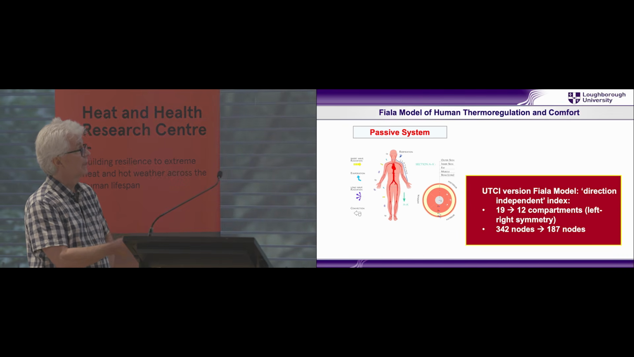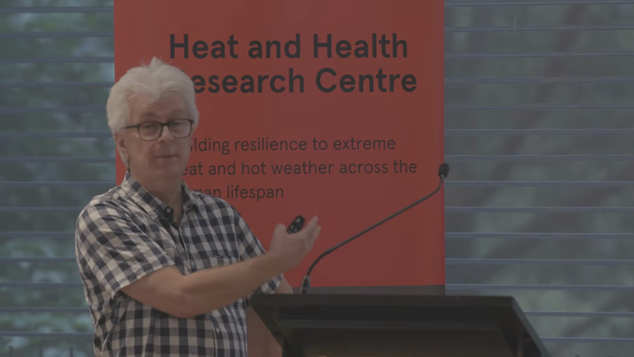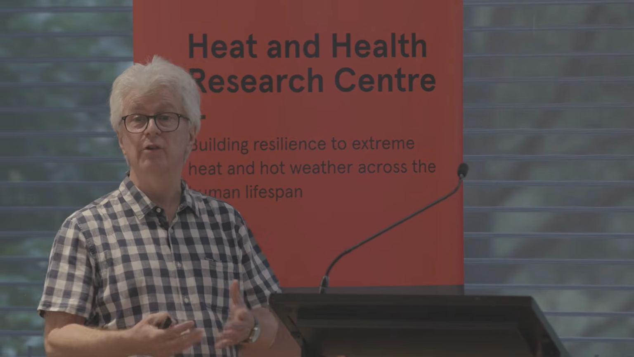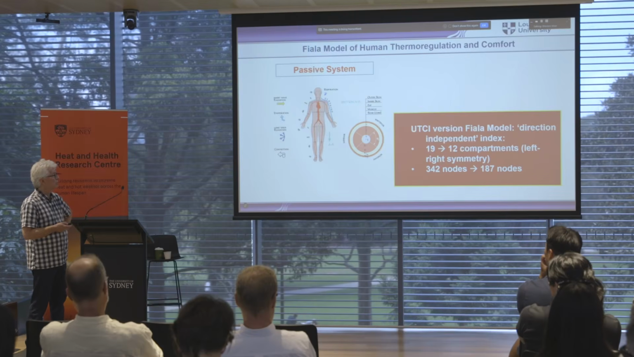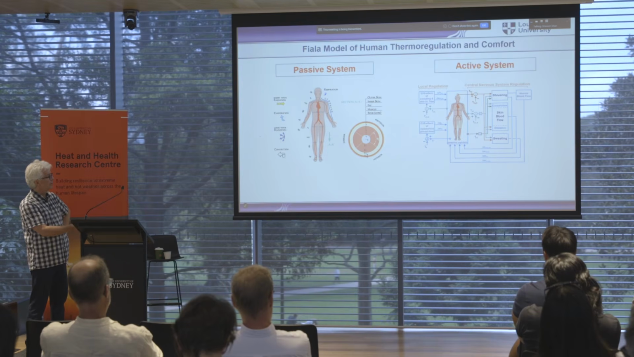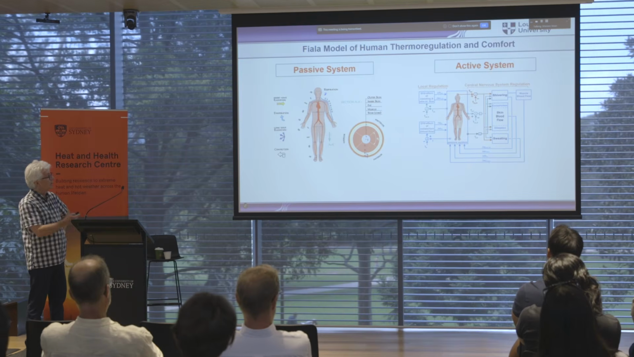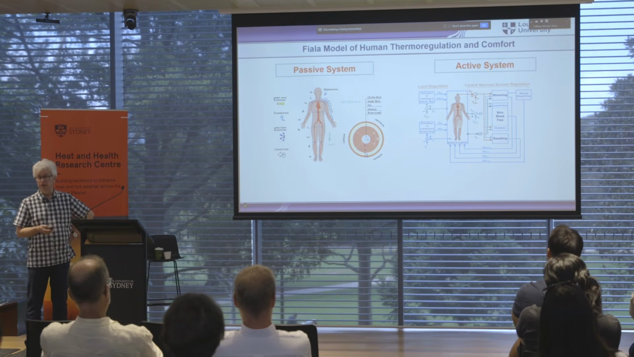So the model was modified and brought down from 19 to 12 compartments, with left-right symmetry. That brought down the nodes, the different sections that are in here, from 342 to 187 nodes. The background is that you can't afford for this to calculate for 20 minutes to get you one value, because these people want to calculate it for the whole world in 10-kilometer grids, the meteorologists, so it needs to be very, very fast. Later we'll talk about how we achieve that. Then you have the active system, just like the example I gave before: shivering, skin blood flow, Q10 effects of metabolic rate, sweating, etc. So that's the basis of the model, and there's a lot of literature on this.